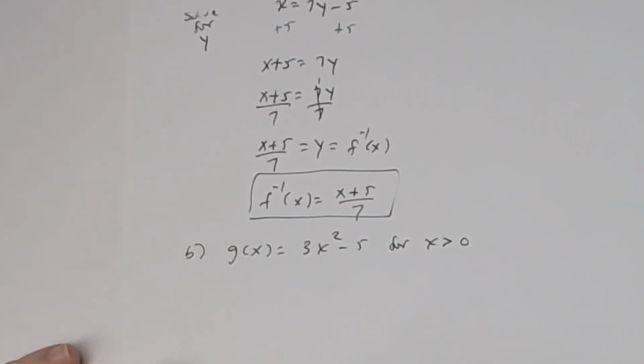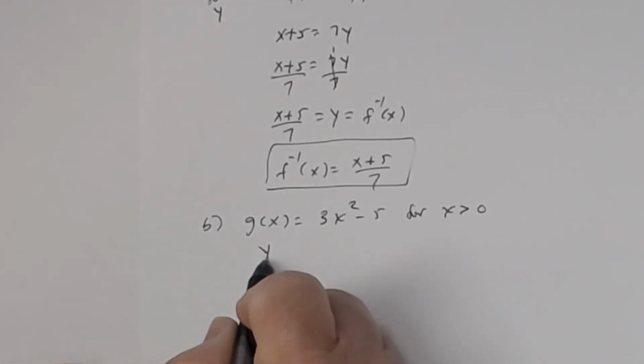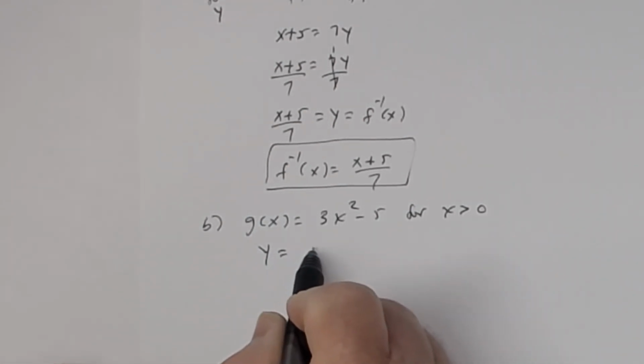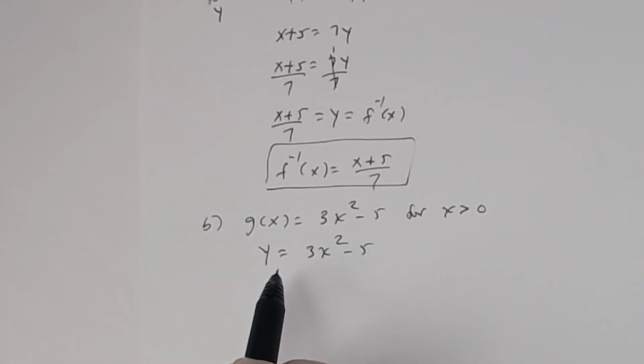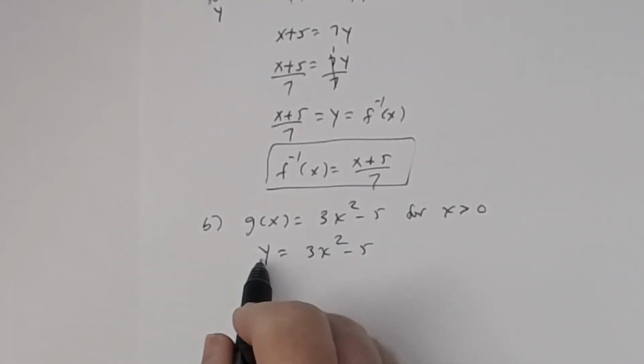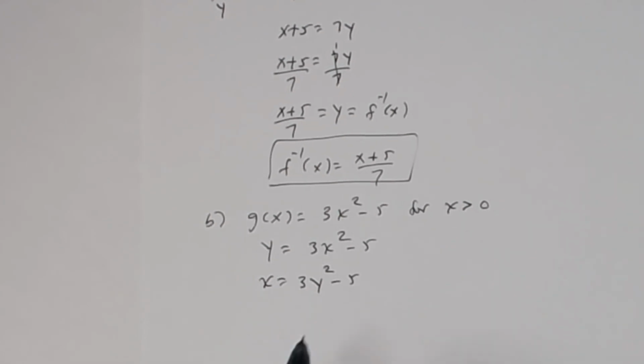All right, and so you just do it the same way though. So you're going to say replace g of x with y. So we have y equals 3x squared minus 5. Then we interchange the coordinates. So y becomes x and x becomes y, just like this. Okay? And then we've got to solve for y though. So let's go ahead and solve for y.